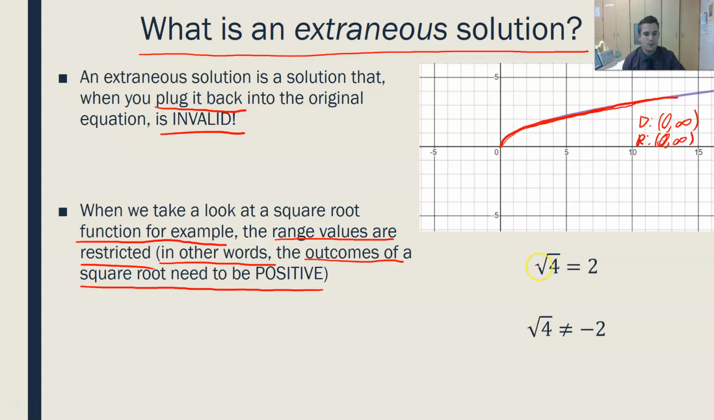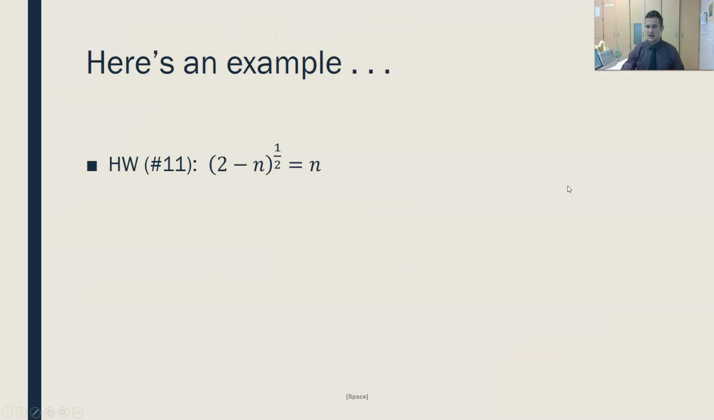So for example, the square root of 4 on my graph here is equal to 2. If I look on my function at x equals 4, the square root of 4 is 2. See that? But on my graph, if I look in the negative direction, the square root of 4, I don't have a negative 2 option. That doesn't work on my graph, so that would be an extraneous solution.